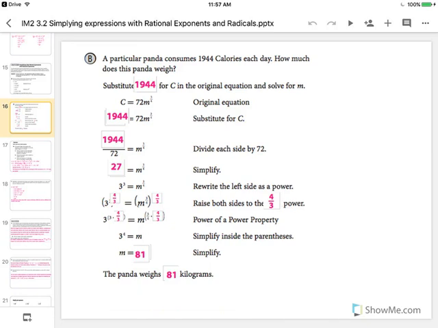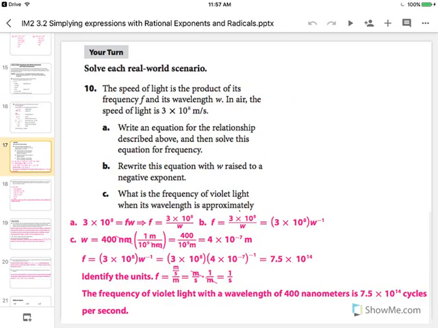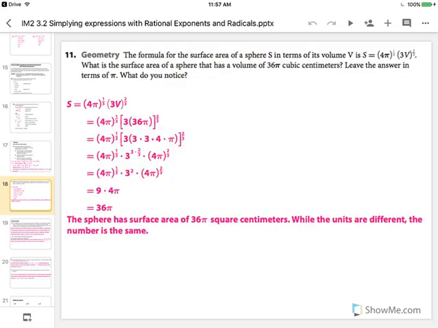Okay, so here are some more examples. And then more. And the last one is an example from geometry. We say that the formula for the surface area of a sphere in terms of its volume V is S equal to 4 pi raised to the power 1/3 times 3V raised to the power 2/3.